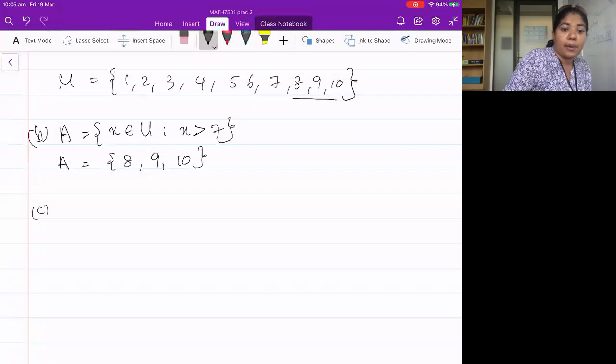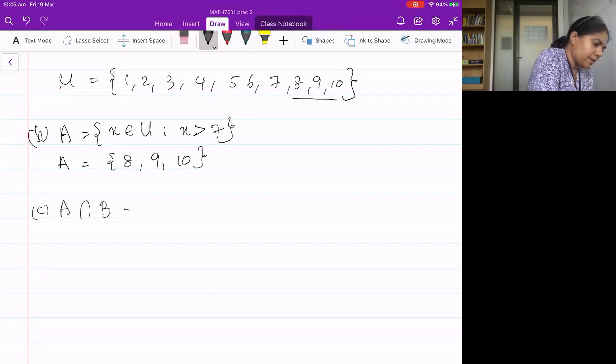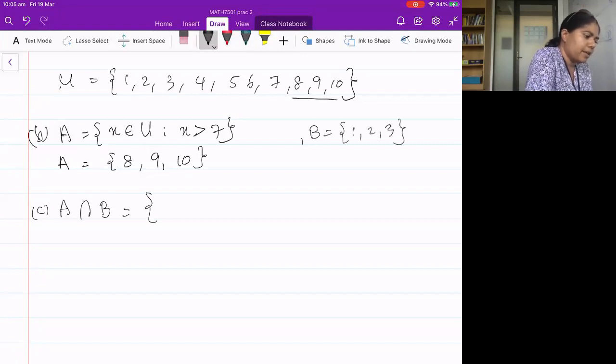Intersection means common elements from both A and B. So for A intersection B, we need the set B. B is 1, 2, 3. So compare A and B. Do you have any elements common to both A and B? No. So it's an empty set, which you can write like this or just like that. Okay.